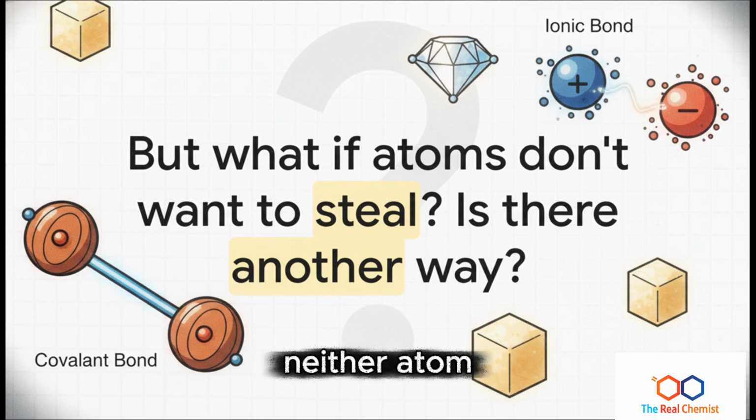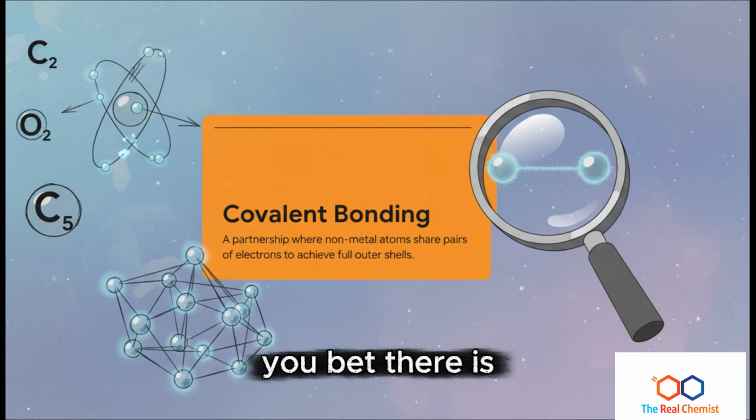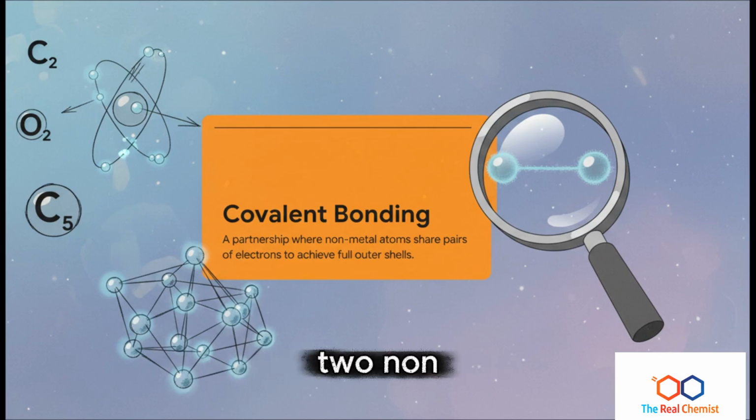Now, that whole heist model, it works great for some atoms, but not for everyone. What happens if neither atom wants to give up an electron? What if they're more into cooperating than competing? Is there another way? You bet there is. And that brings us to relationship style number 2, covalent bonding. This isn't a heist, this is a partnership. Here, two non-metal atoms come to an agreement to share a pair of electrons. By sharing, each one gets to feel like it has a full, stable outer shell. It's a total win-win situation.